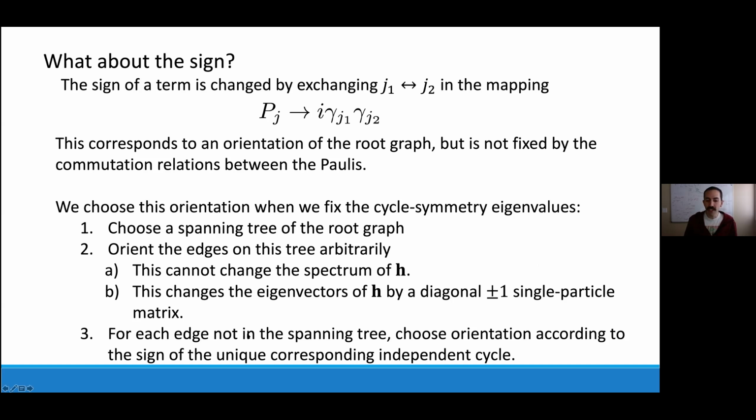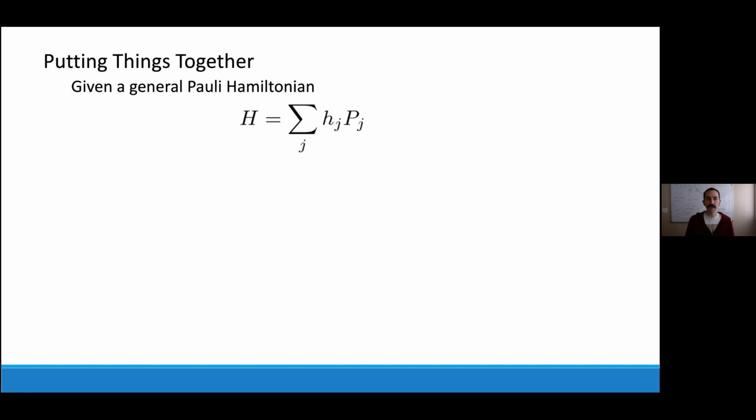For each edge not in the spanning tree, we can choose an orientation according to the sign of the unique corresponding independent cycle. So when I add an edge, because this was a spanning tree, it's necessarily going to create a cycle. And then I'm just going to choose the correct sign to close that cycle. And this is always self-consistent.